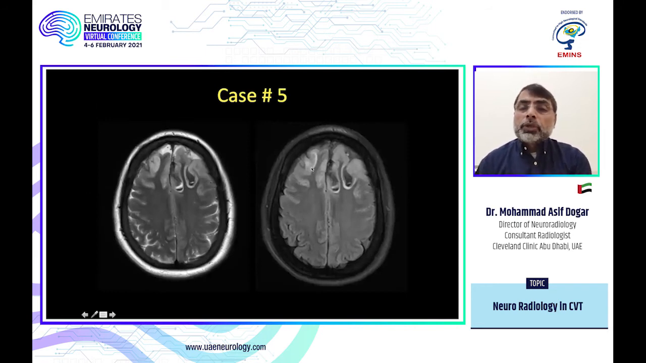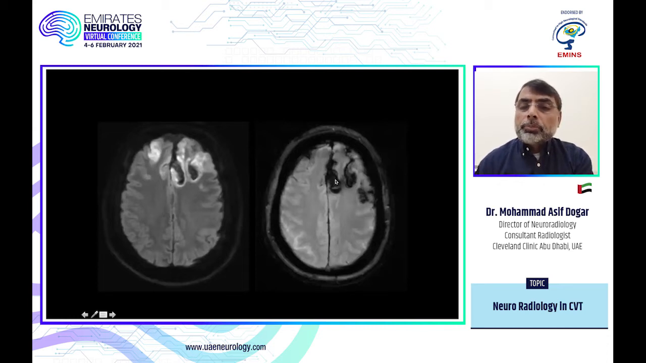So the next case, on the T2 weighted image, there's a hemorrhage here, some edema here. This one is different from the other cases. Now we have bilateral findings. But the particular thing about this is that these findings are in the parasagittal location.